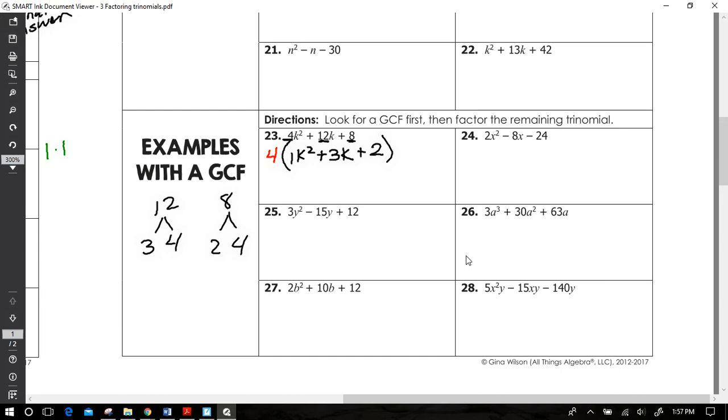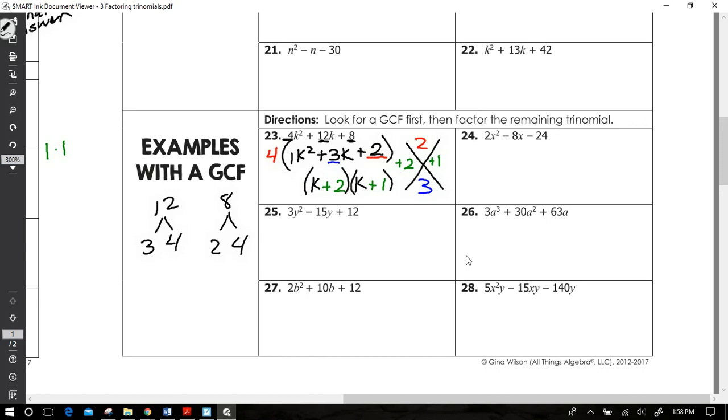Now I have a trinomial. It's got a 1 in the front, so let's try this X puzzle. I've got this 2 on the top, and this 3 has to go on the bottom. What are the two numbers that can multiply to give me 2, but add or subtract to give me 3? That's 2 times 1, where they're both positive. So I've got a positive 2 and a positive 1. My variable was a k.